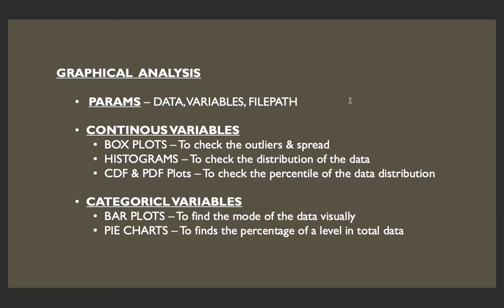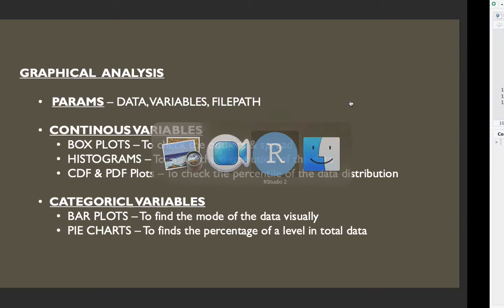Categorical variables. For these variables, the function plots bar plots. This basically finds the mode of the data and then plots the pie chart, which is used to find the percentage of a level in the total data. So let's move into the R console.